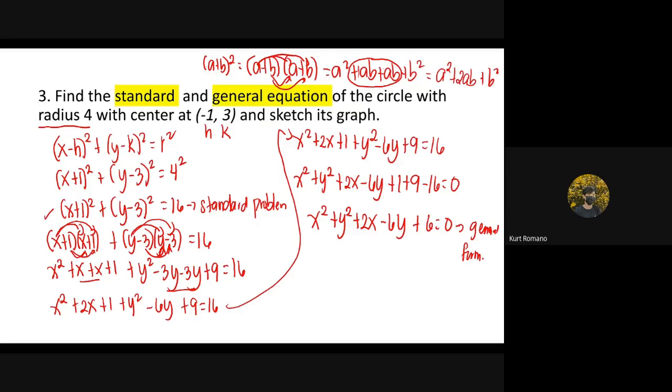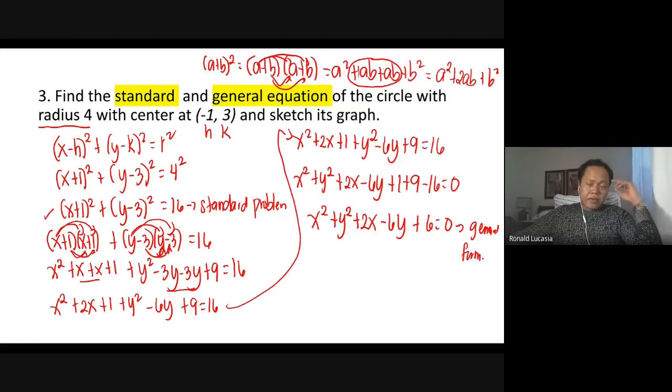Pag standard form po, yung constant po is mas mataas po sa 0. Tapos pag general po, yung constant po is 0. Tama po. Yep. The constant or the radius is actually on the right side. Standard form is also called the center radius form. That's the standard form.